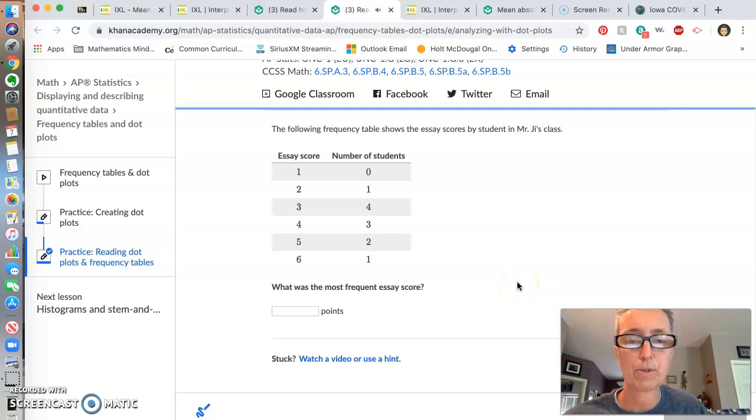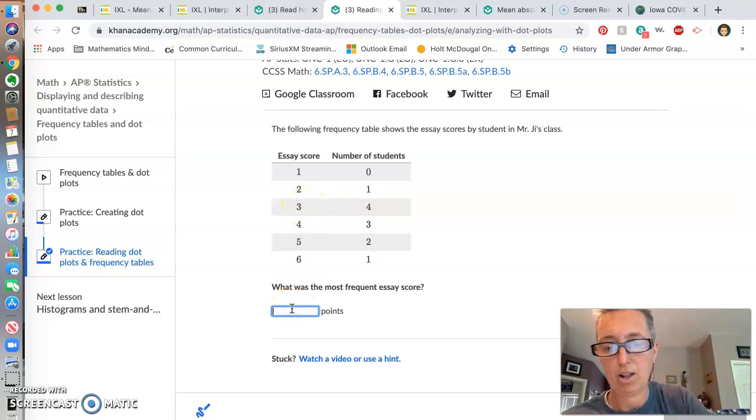All right, and this is a frequency table. This is just essay scores, and in a frequency table you record how many get each whatever it is that you're talking about, and this just happens to be essay scores in a class. So what was the most frequent essay score? What was the biggest number of students? And that would be 4. So 4 people had an essay score of 3.